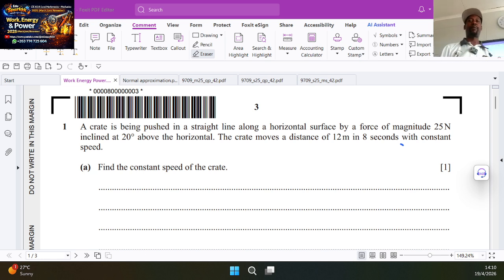Welcome, folks, to mechanics. This time around, we are covering work, energy, and power, and we are targeting the paper that was written in 2025. So we'll start with the June paper, and that was the first problem.